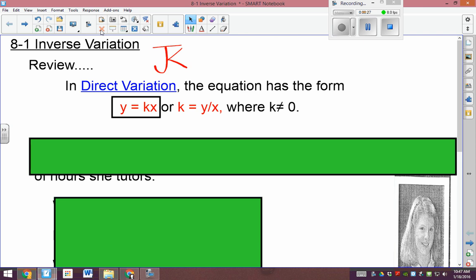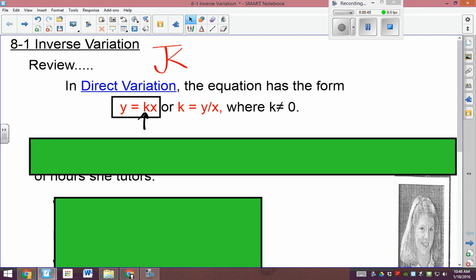So in direct variation, the equation has the form y equals kx. If you were to solve for k, you can just take y and divide it by x. This kind of looks like a slope to me. It does. y equals mx is kind of the same deal. So if you can remember y equals mx plus b, you can kind of remember direct variation too. Also, the b has to be 0.